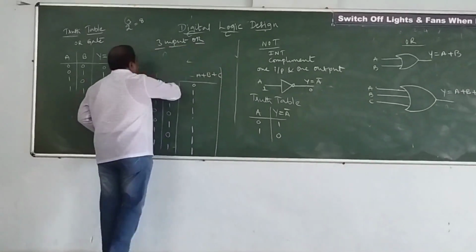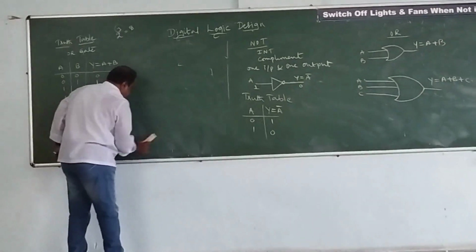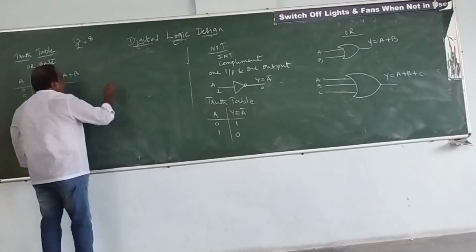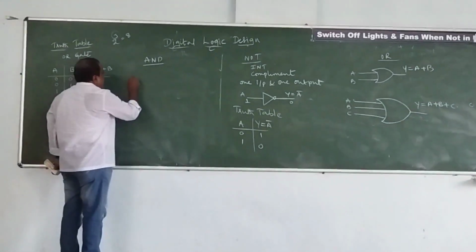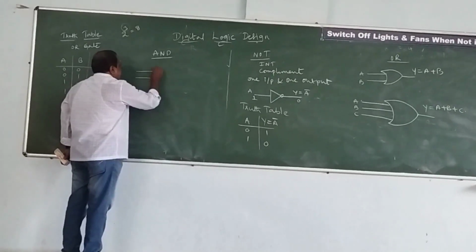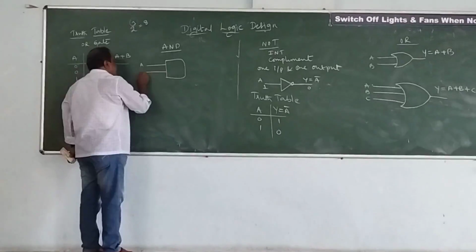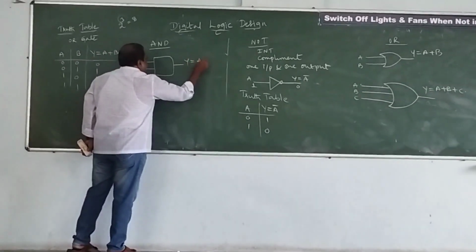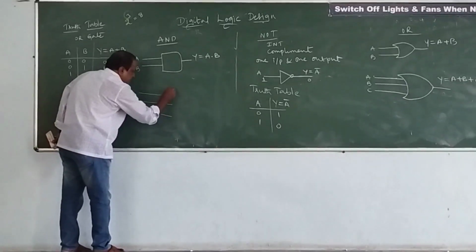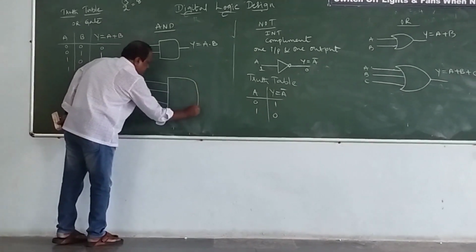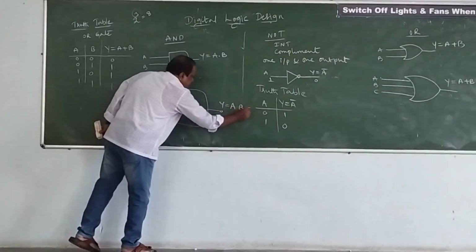Now I can also show the logical operation schematic of the AND gate. What is the schematic of the AND gate? I can show this as a two-input schematic of the AND gate. This is A and B, and Y is equal to A dot B. And the three-input schematic is Y is equal to A dot B dot C.